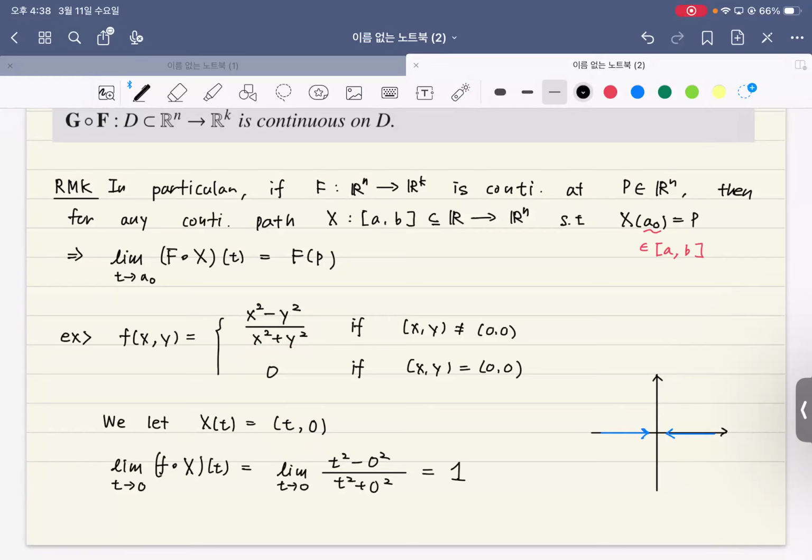And this is a clear violation. If this function were continuous, then this limit must be 0. But this number is clearly different from 0, right? So therefore, we are safe to say this function is non-continuous at the origin.